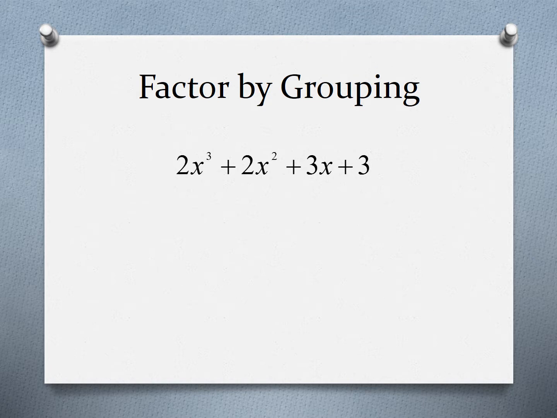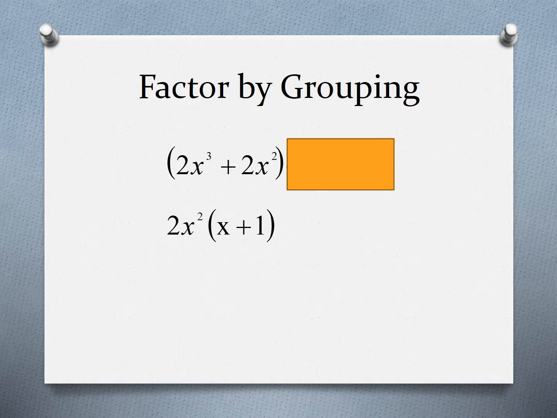2x cubed plus 2x squared plus 3x plus 3. As we mentioned a moment ago, we definitely want to recognize this as factor by grouping because we have 4 terms and they can be grouped in sets of 2. Notice how our first set of 2 terms, the 2x cubed plus 2x squared, can be factored by GCF by pulling out that 2x squared, as you see here, and we show what we have left behind. We've left behind the x plus 1.